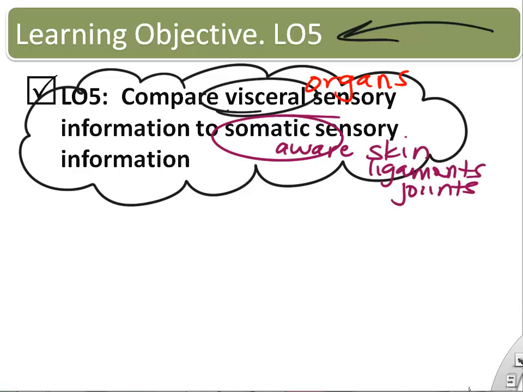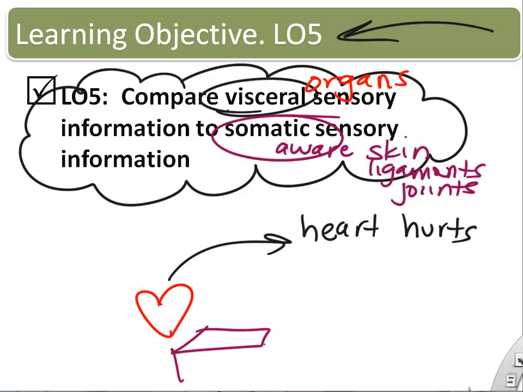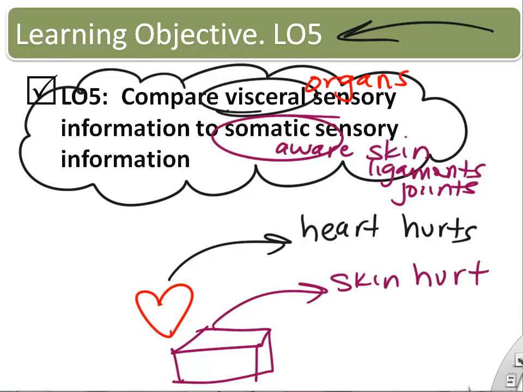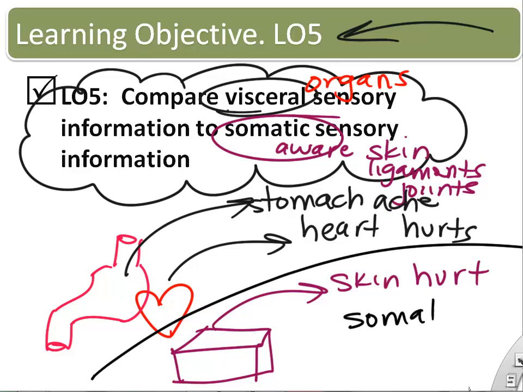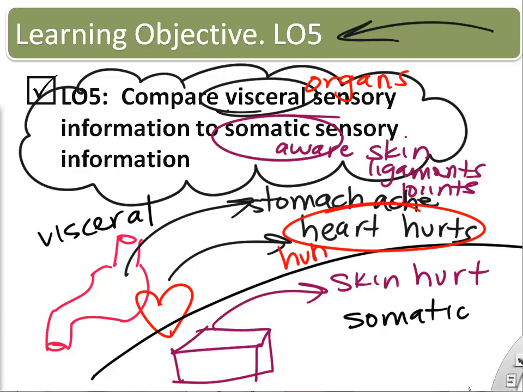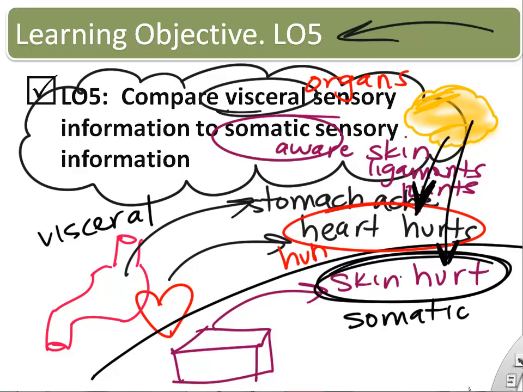I wanted to talk a little bit about referred pain. So imagine your heart hurts versus your skin hurts. Remember we said that skin, we're always aware of our skin, we call that somatic sensation, versus your heart and stomach, we usually don't get signals from there. So we consider those organ sensory information visceral. So visceral sensations versus somatic sensations. All of that information goes up to your brain, and your brain then interprets, what am I feeling? Am I feeling stuff from my skin or my heart? And sometimes we can confuse the brain.